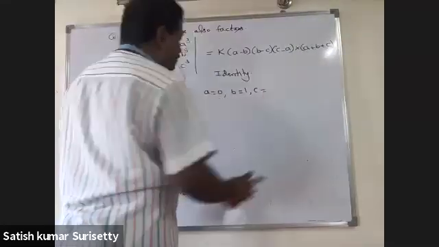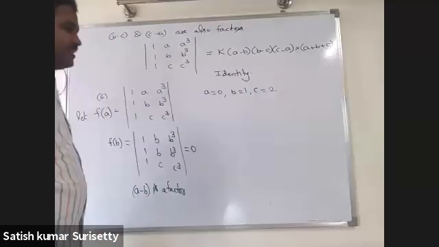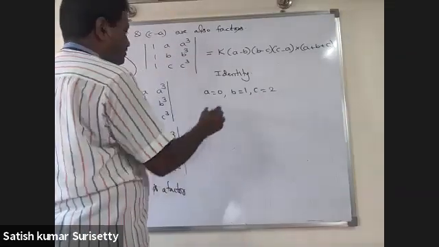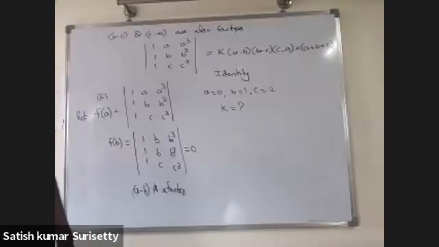Now let us take a equal to 0, b equal to 1, c equal to 2. Now calculate the left hand side and calculate the right hand side. Equate the left hand side value and right hand side value, simplify and tell me the k value.